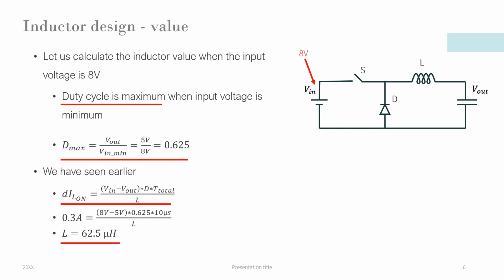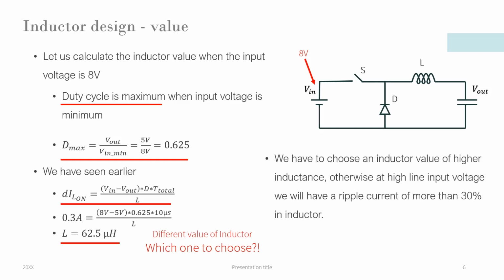We can notice here that we have two values of the inductor. Which one should we be using for design? We have to choose the inductor with higher value. This is because if we use an inductor with smaller value, then at high line input voltage, we will have a ripple current more than 30% in the inductor. Thus, L is equal to 138 microhenry.